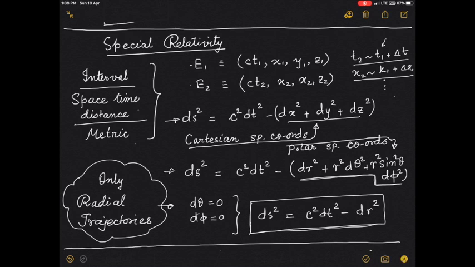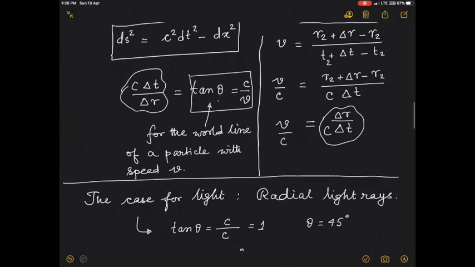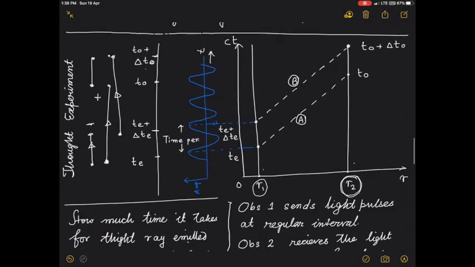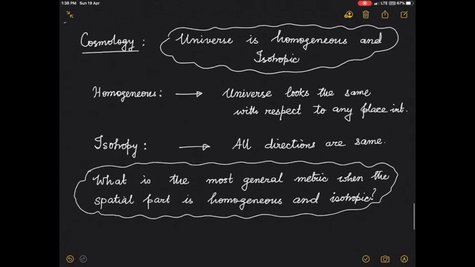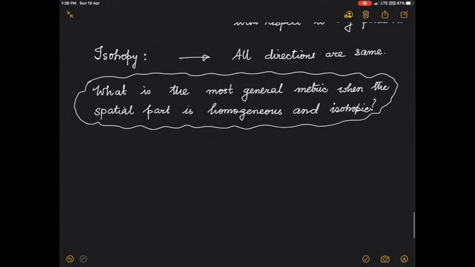in Cartesian spatial coordinates. There is the same thing in the polar spatial coordinates, and we did not give any reason to write down this metric. There is a way to derive this metric for special relativity, but here we are not asking that question. We are asking the question that if I just take this assumption that the universe is homogeneous and isotropic, and I don't take any other assumption, what is the most general metric that one can write down?